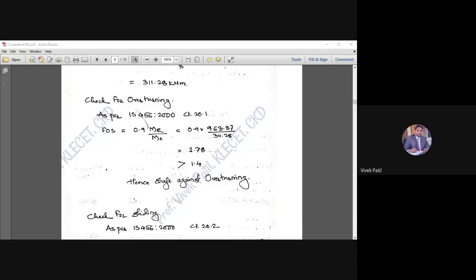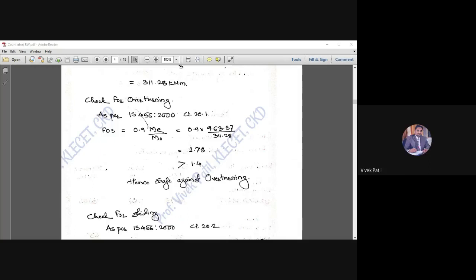20.2, sliding. The structure shall have a factor against sliding of not less than 1.4 under the most adverse combination of the applied characteristic forces. In this case, only 0.9 times the characteristic dead load shall be taken into account.